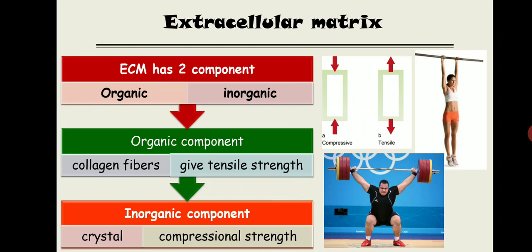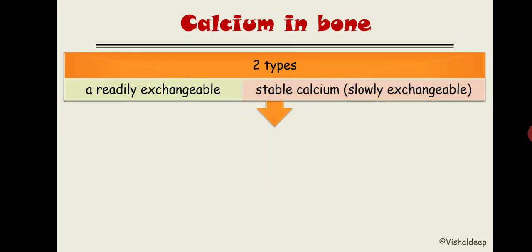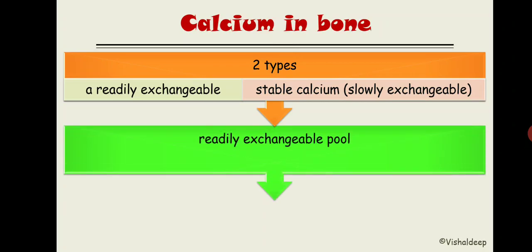Now the calcium in the bone, this calcium is situated inside the bone. Basically two types of pool are present inside the bone. One is known as a readily exchangeable pool, another one is known as a stable pool or slowly exchangeable pool. Right? Now what are those pools? Readily exchangeable pool can readily provide movement of calcium in and out of the bone to the plasma and plasma to the bone. So it makes the calcium move away from the bone or inside the bone very easily.